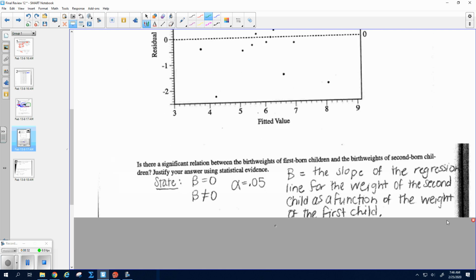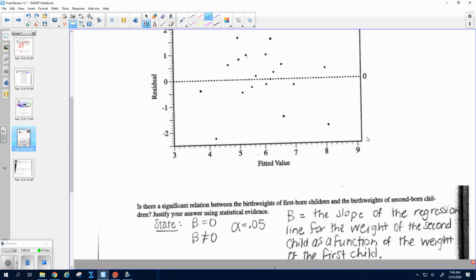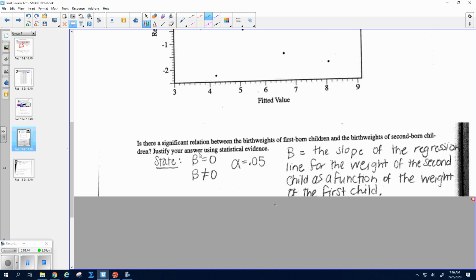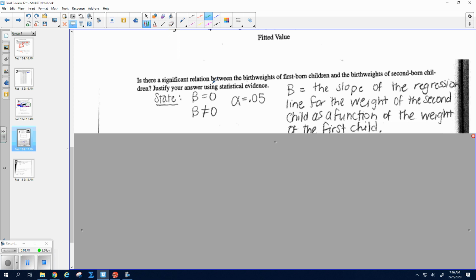Okay, this is our residual graph. So now it says, is there a significant relation between the birth weights of firstborn children and the birth weights of secondborn children? So this is your significance test for slope. Is there just a relationship? It doesn't say which way. So your null hypothesis, H naught, and H sub A.